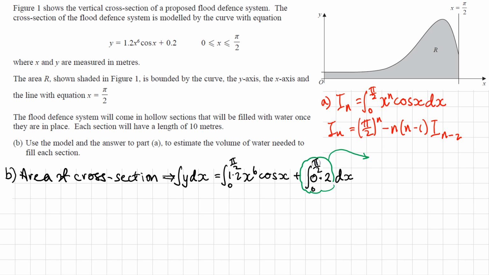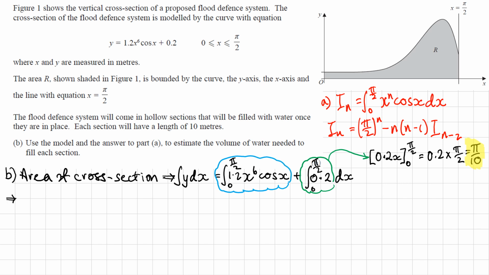So when I integrate that, I'm going to get 0.2x, and then between these limits of 0 and pi over 2. So basically it's just going to be 0.2 times pi over 2. So that gives pi over 10. I'm going to highlight that because that needs to get added on to my area at the end while we deal with this part here.